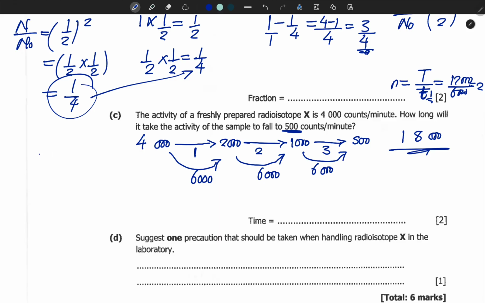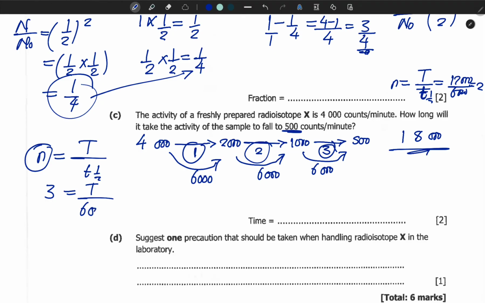If you want, you can use this formula: n is equal to t over half-life, where n is the number of half-lives. So I have 1, 2, 3 equals t, which is what we are solving for, over 6,000. Over 1, we cross multiply. So t is equal to 18,000. It should be years. So 18,000 years, that's our final answer.